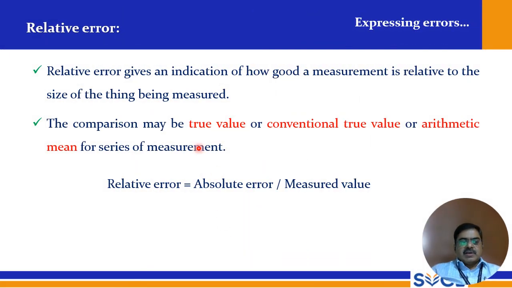Relative error. Relative error gives an indication of how good a measurement is relative to the size of the thing being measured. So here the comparison may be the true value, conventional true value, or arithmetic mean for a series of measurements. So relative error is the ratio of absolute error to measured value. This is the simple definition of relative error.